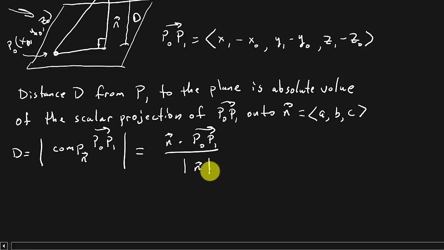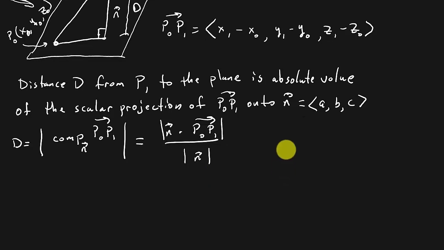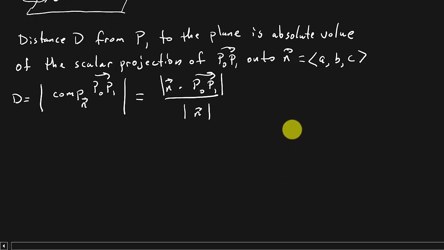And I need to put that in absolute value. This up here has to be positive. I'm not worried about the denominator. The denominator is always going to be positive, since it's under the square root. And so what do we have here? Well, that tells us that D is equal to the dot product of N and this.